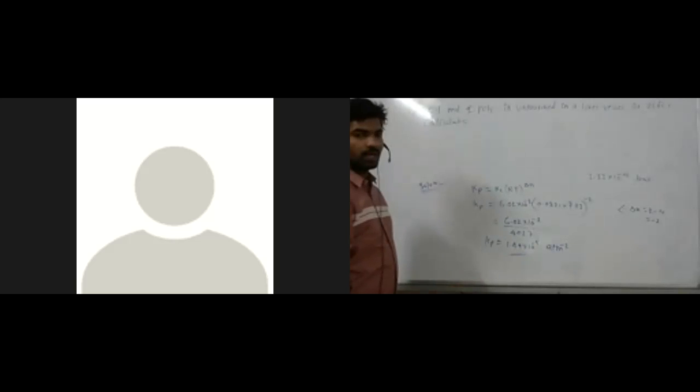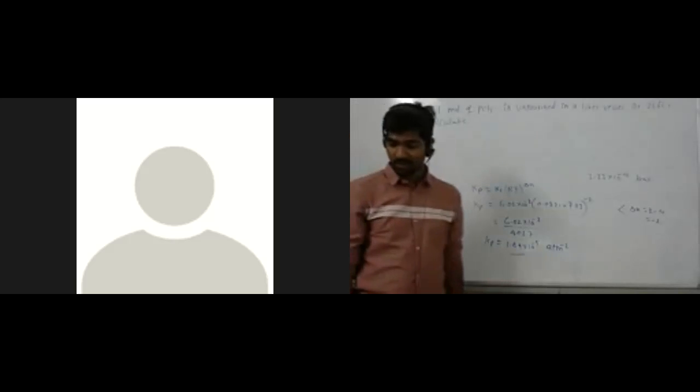I got 10 power minus 8. Minus 8 is wrong; somewhere else you did wrong. Check. Just multiply Kc into R into T. That's all. R is 0.0821 only, right? Okay, correct. Sir, it's 3.33 into 10 to the minus 4 in atm, not bar. Correct.